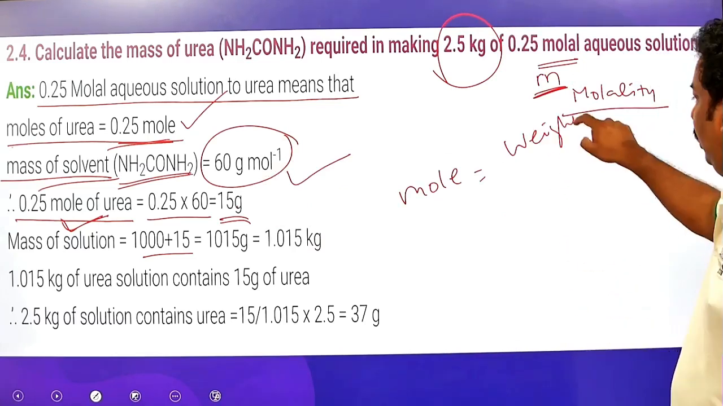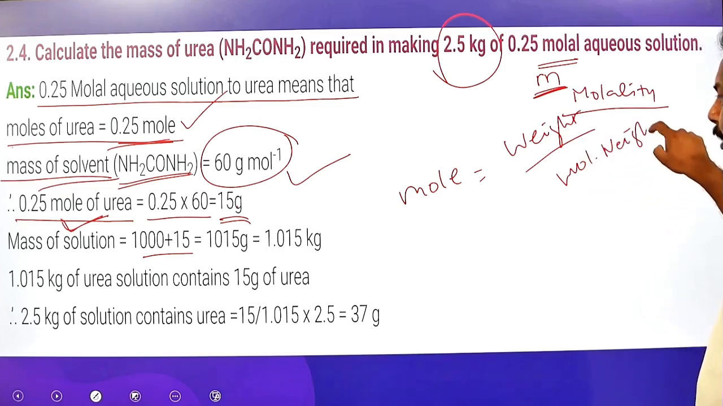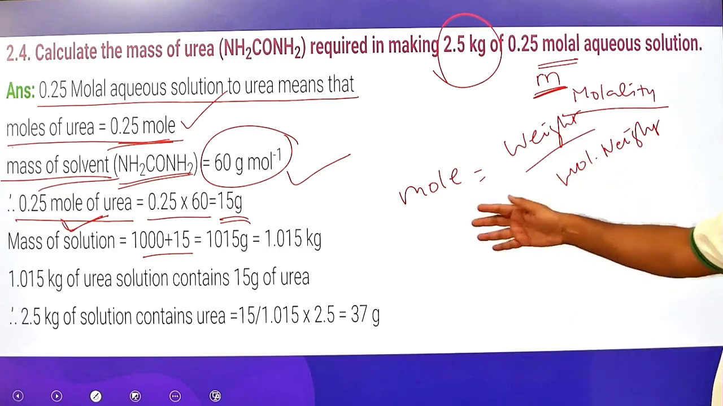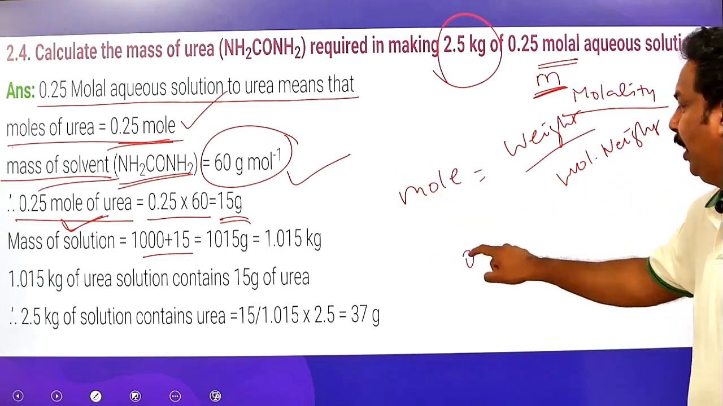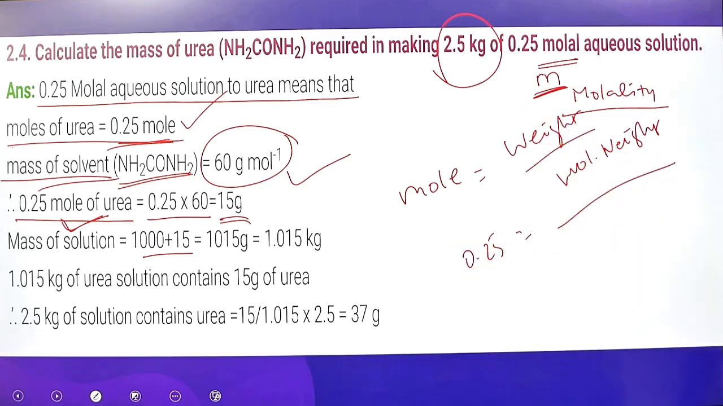Weight by molecular weight. Am I right? So you have 0.25 here, and what is the weight of the solvent? Of the particular molecule, how much? We don't know. And what is this? Molecular weight, molar weight? 60. So we don't know this component.